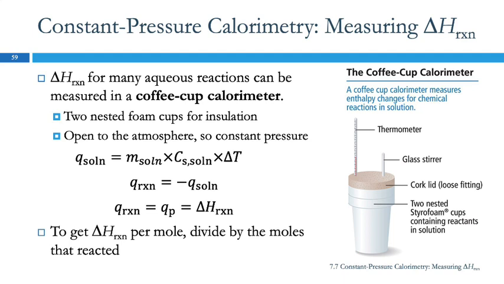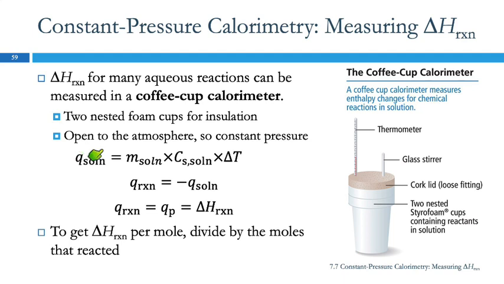Because this is open to the atmosphere, we have constant pressure. We can measure the effects of the reaction on the solution. We can measure the change in temperature. So the heat absorbed or lost by the solution will equal the mass of the solution times the specific heat capacity of the solution times the change in temperature for the solution. That is directly related to Q for the reaction, which is what we're interested in. Q reaction and Q solution are the same number, but opposite in sign.